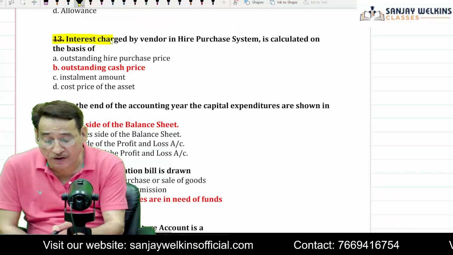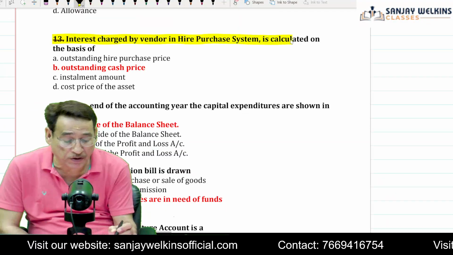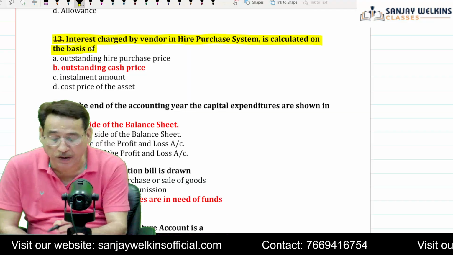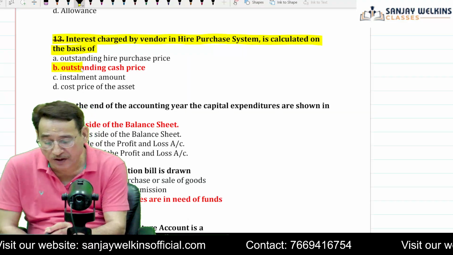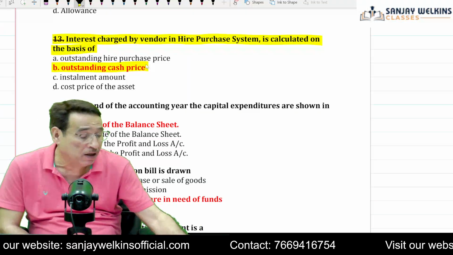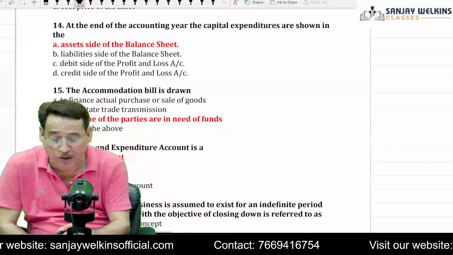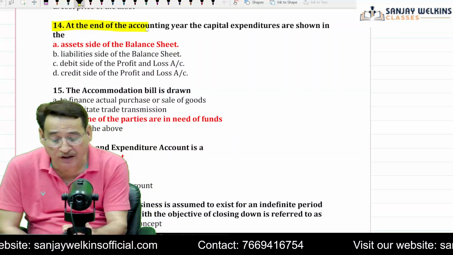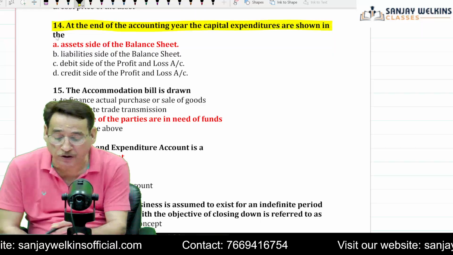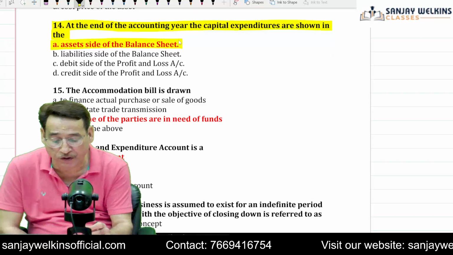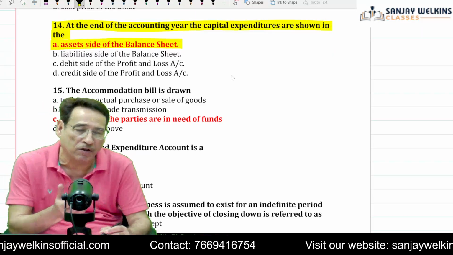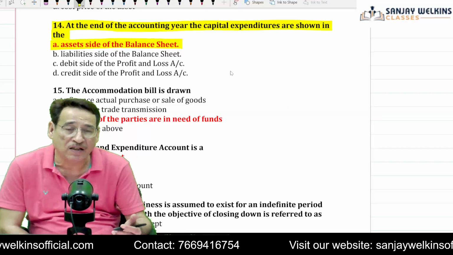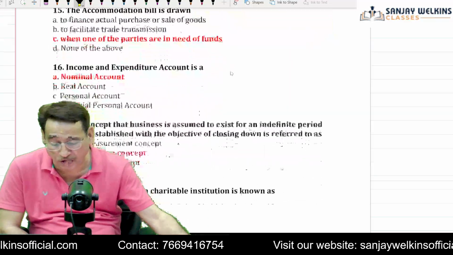Next one: interest charged by the vendor in the hire purchase system is calculated on the basis of outstanding cash price. Interest is always computed on the cash price balance. Remember one thing: at the end of the accounting year, capital expenditures are shown on the asset side of the balance sheet. Whatever assets you write on the asset side are nothing but your capital expenditure.